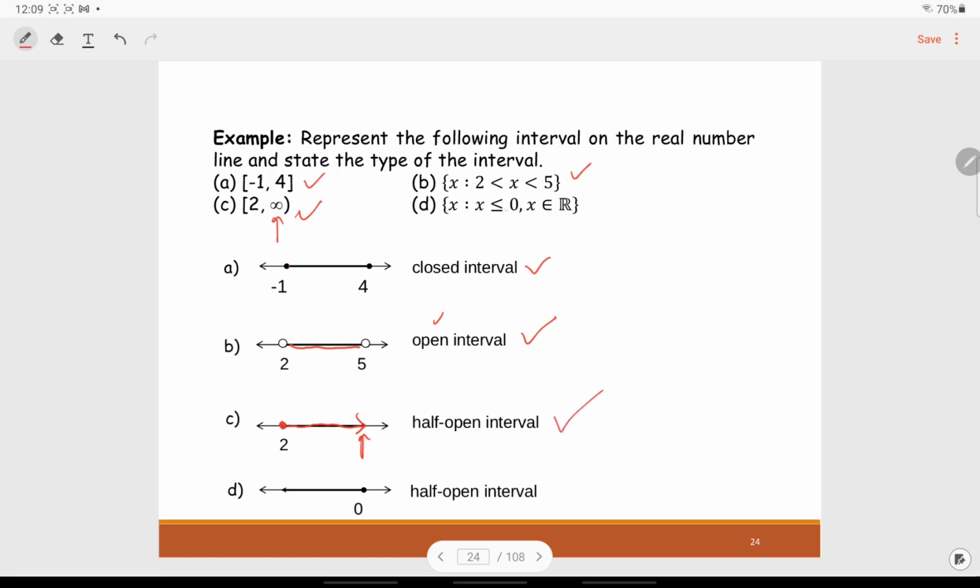Next, we have a set containing x where x is less than or equal to 0. So this is 0. Because this is less than or equal to, we use a black dot. It moves to negative infinity. Again, don't forget to put the solid line together with the arrow pointing towards negative infinity. So again, this is a half open interval.